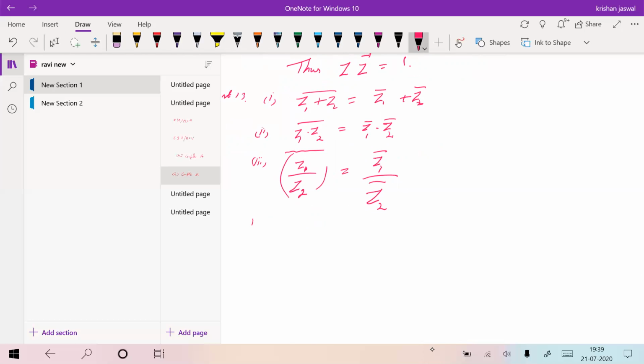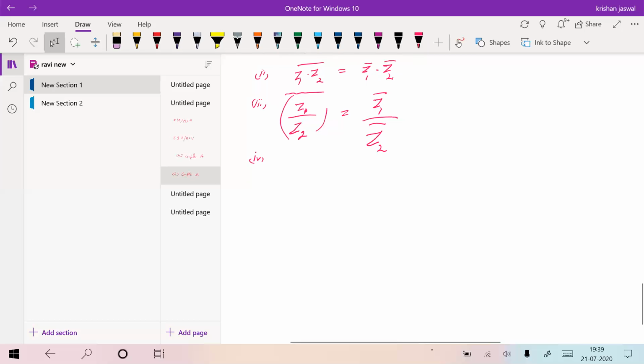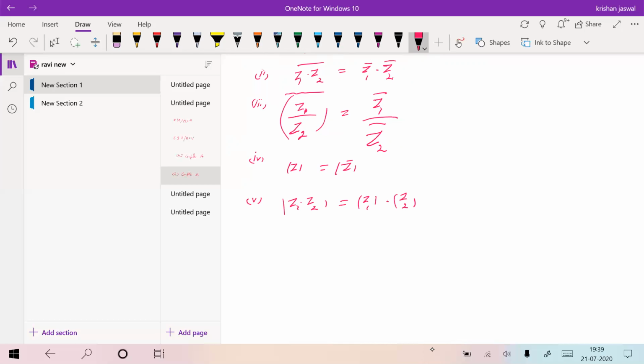Four, modulus of Z is equal to modulus of Z conjugate. Number 5, modulus of Z1 multiplied by Z2 is equal to modulus of Z1 into modulus of Z2. And number 6, modulus of Z1 over Z2 is equal to modulus of Z1 over modulus of Z2.